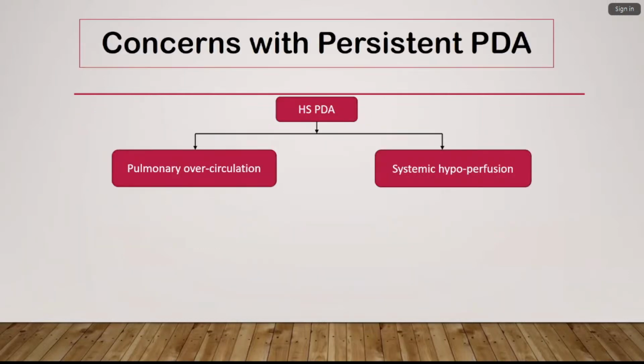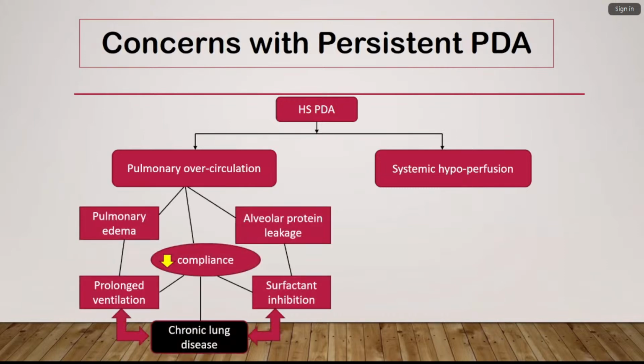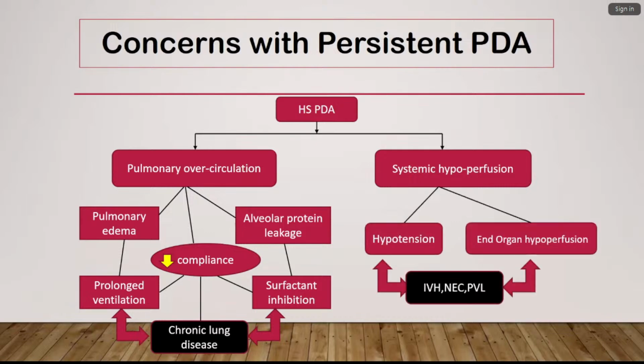Now, there are some concerns with persistent PDA. As I've already mentioned before, there is pulmonary overcirculation and systemic hypoperfusion, which leads to pulmonary edema, alveolar protein leakage, which leads to prolonged ventilation, and all of it causes decreased compliance, which later leads to chronic lung disease. And in systemic, if there is systemic hypoperfusion, it causes hypotension, and organ hypoperfusion, which leads to IVH, NEC, or SIP.